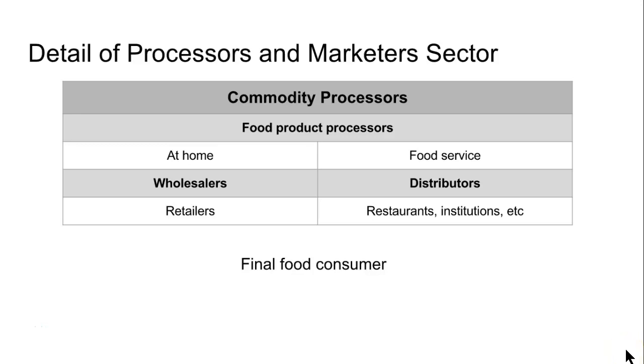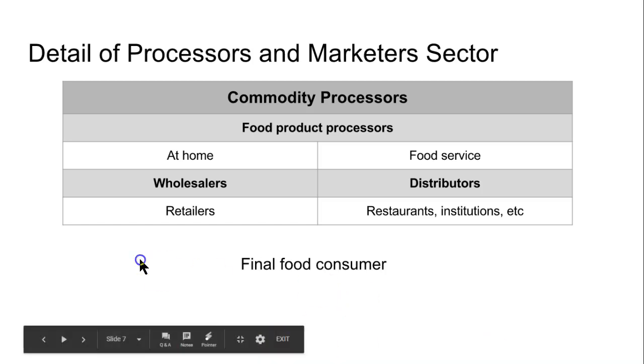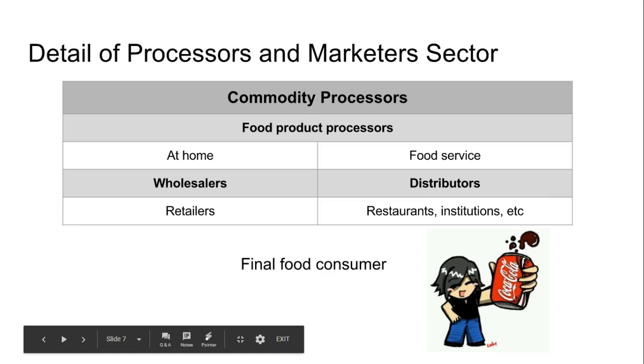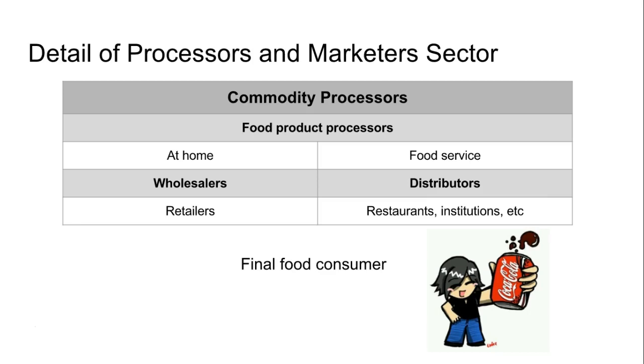A good example of a food product processor is one of the largest and most recognizable companies in the world, Coca-Cola. So the Coca-Cola Company buys their inputs, especially high fructose corn syrup, which is a sweetener that comes from corn, and other ingredients and inputs that they need for producing Coca-Cola from the commodity processors. So here we see the commodity processors as the input sector.